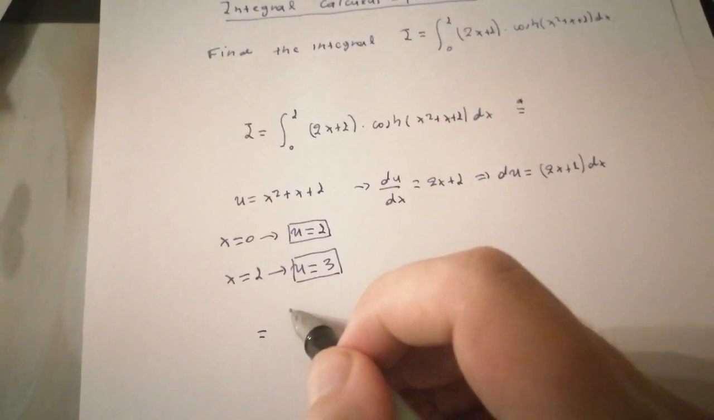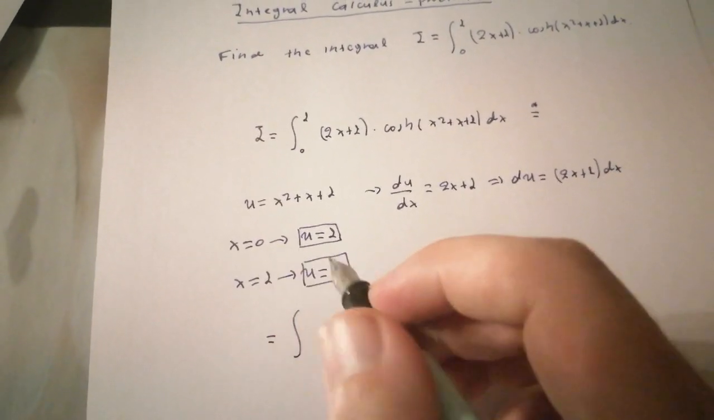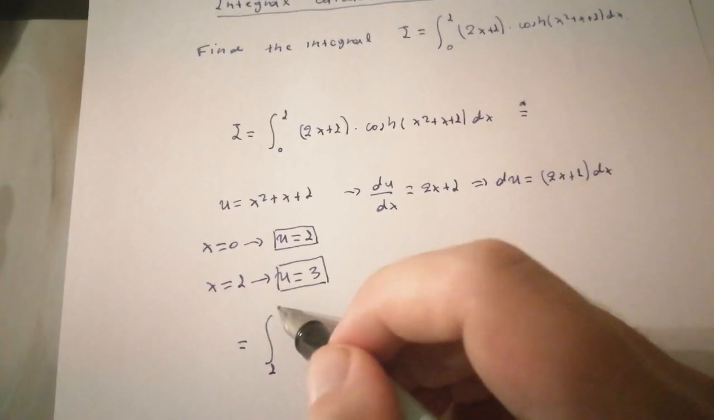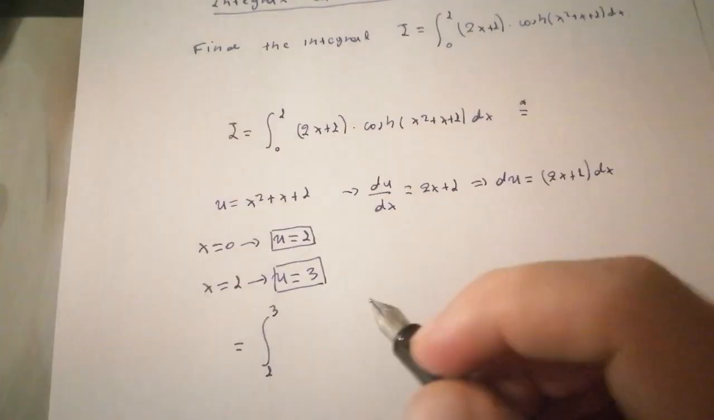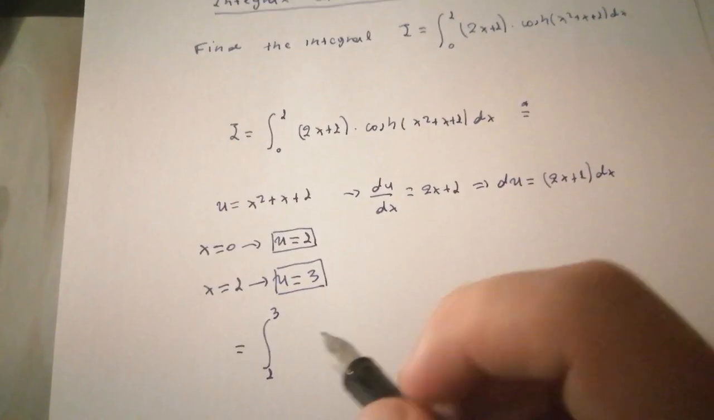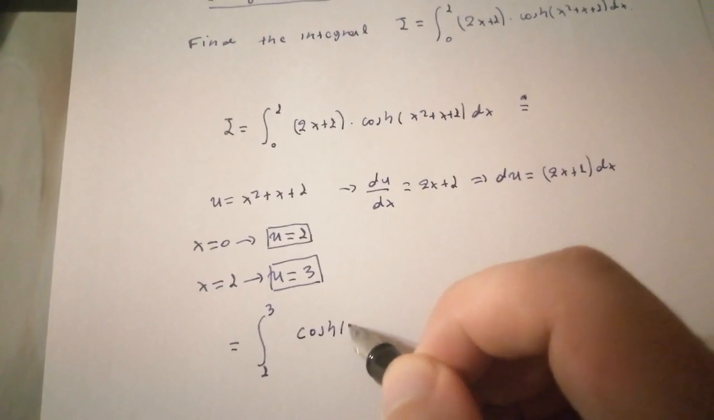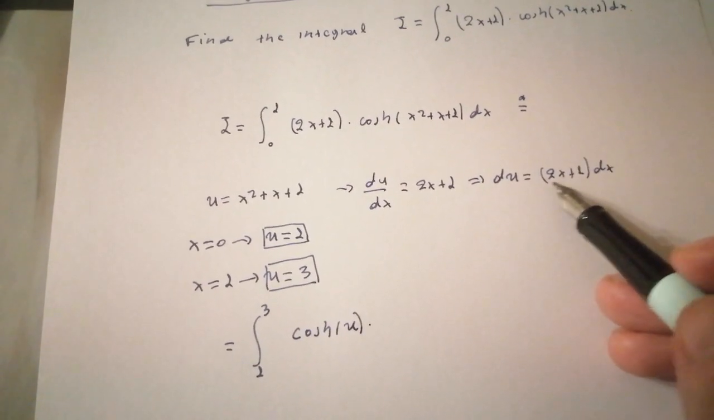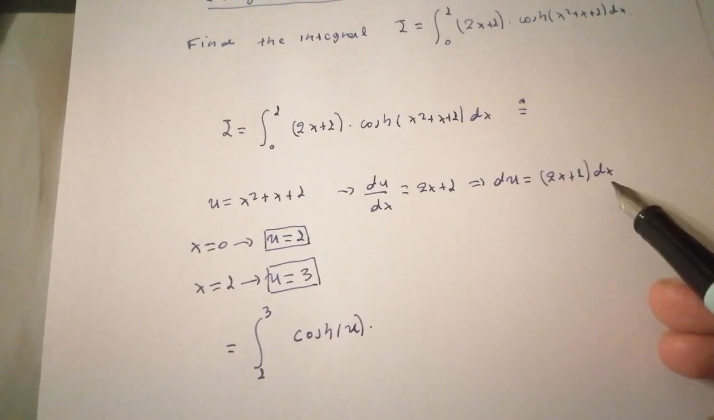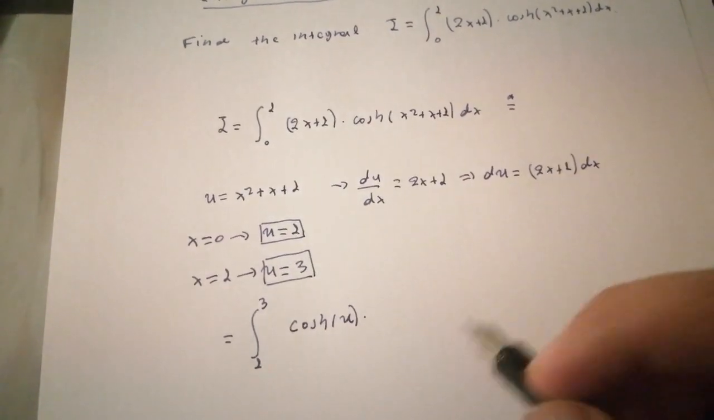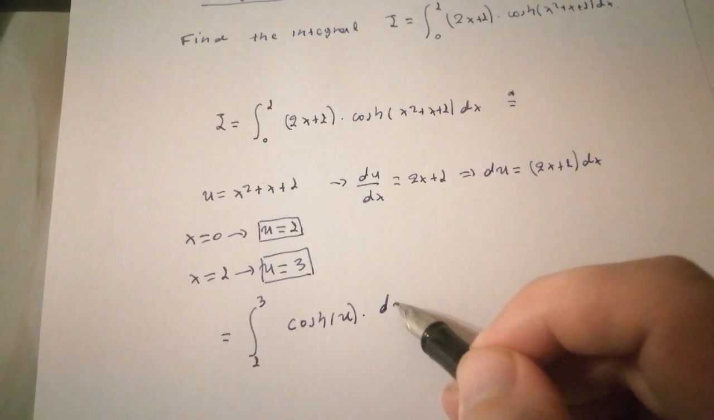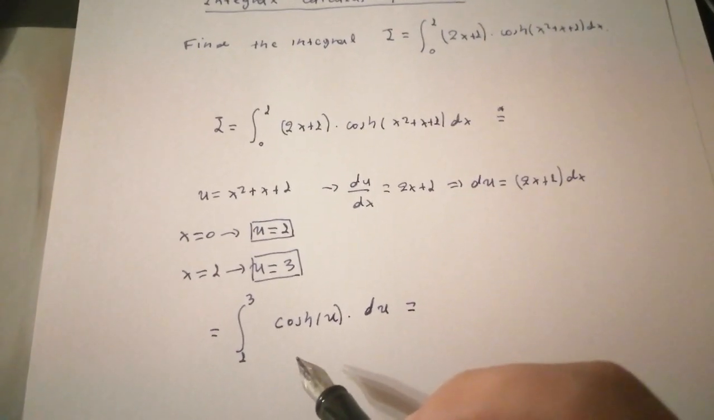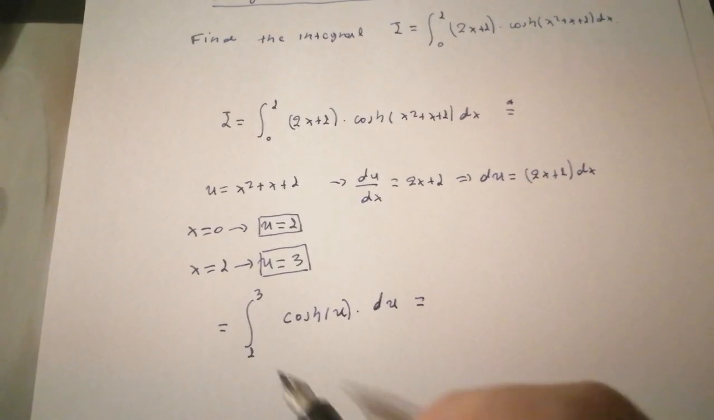So this is the integral. For x equals 0, the bound of integration is 1, and for x equals 1, the bound of integration is 3. We have cosh of u times du, which is 2x plus 1 dx. Wow, this is a much simpler integral to compute.